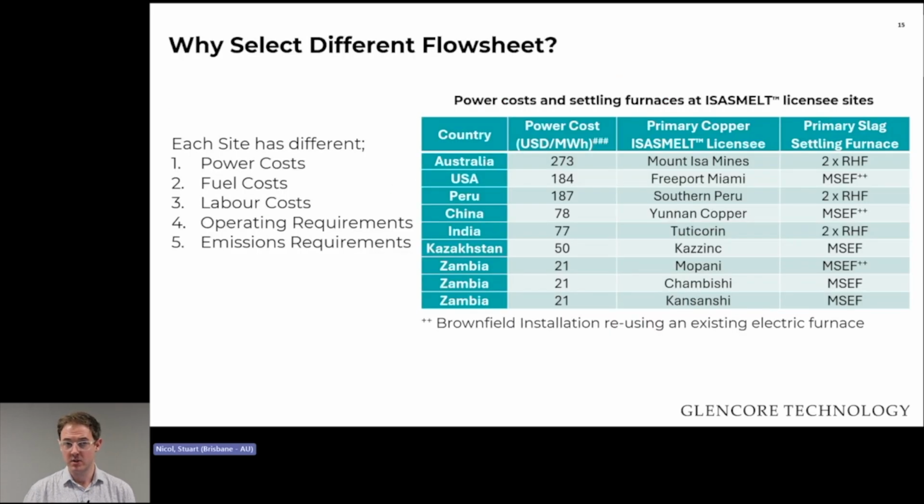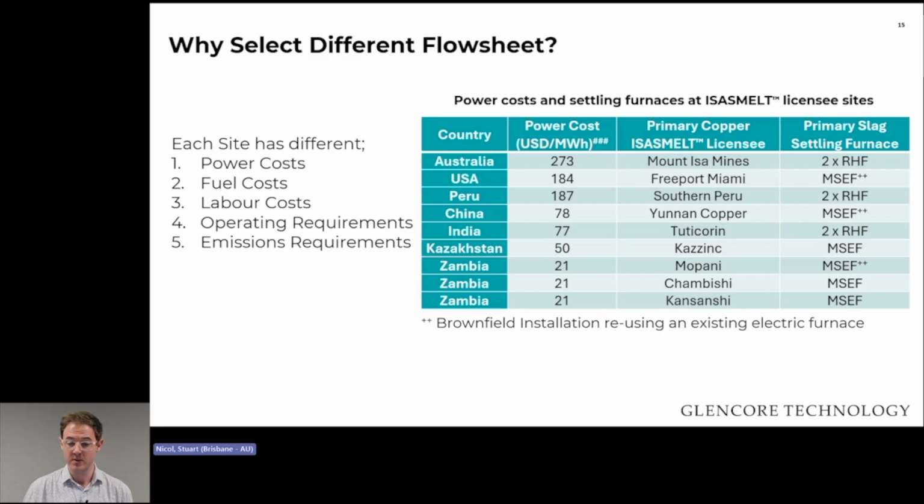So, as I mentioned at the start, hopefully I've given you a brief introduction of all the mixes and matches and different things you can do in the flow sheet. Now, every single Isasmelt furnace has got different technologies, configurations and options. So I guess why have they done this? Of course every single jurisdiction has different power costs, fuel costs, labour costs, operating costs and emissions requirements.